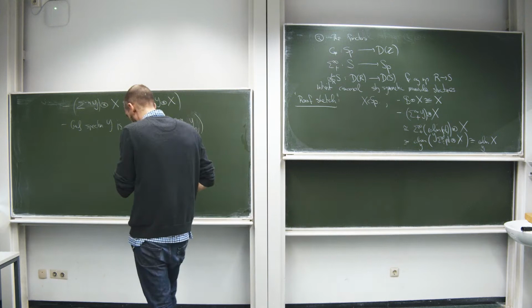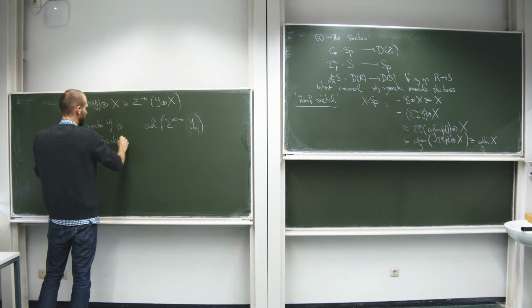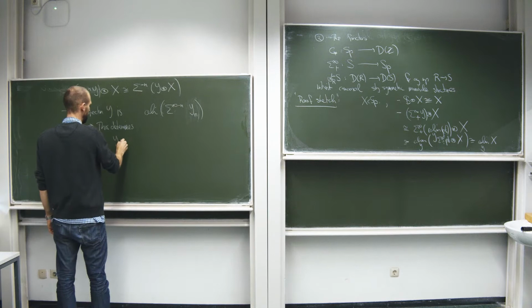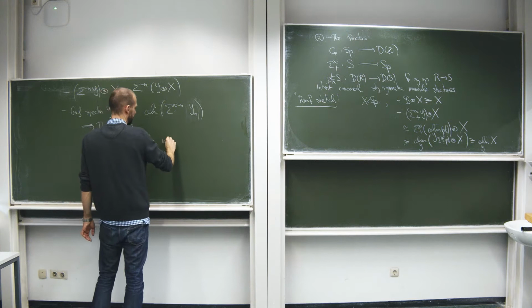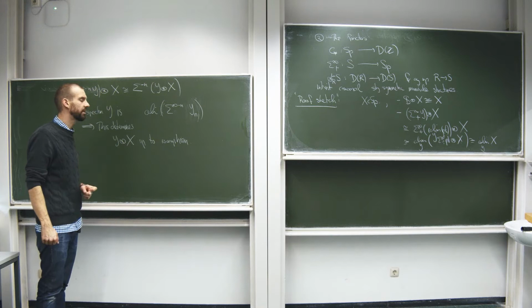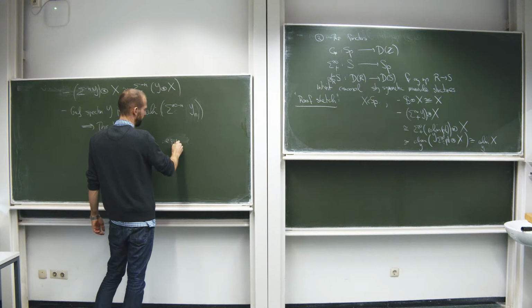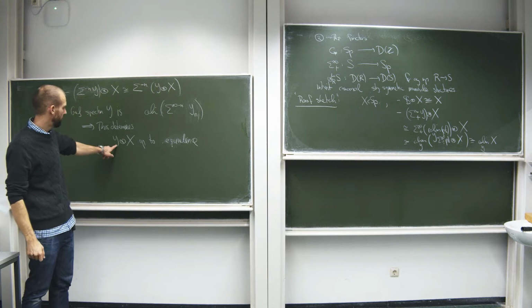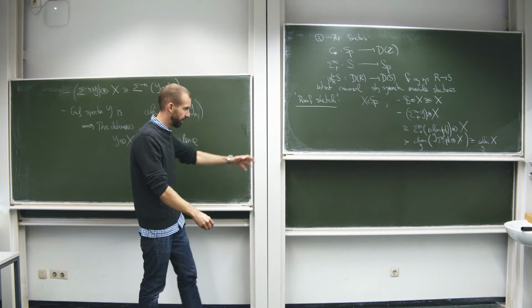So this determines Y tensor X up to isomorphism. So if you believe that there is a closed symmetric monoidal structure with the sphere as a unit, then this has to be the spectrum Y tensor X up to equivalence. Maybe I should say equivalence, because we're in an infinity category. It has to be obtained by writing Y as a colimit of desuspensions of suspension spectra and applying this kind of trick.